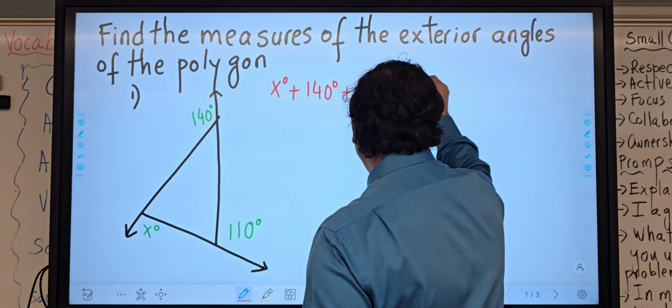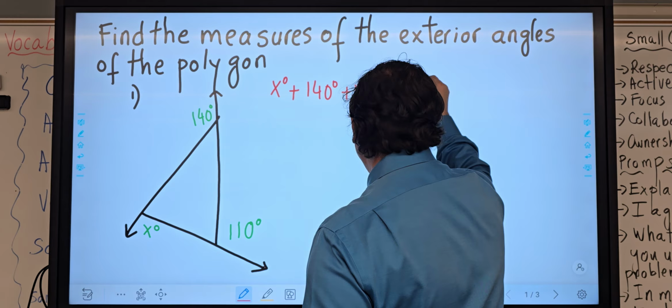Today we are going to find the measure of the exterior angle in a polygon. We are going to find the measure of x. To find it, we set up an equation adding all these three angles: x plus 140 plus 110 equals 360 degrees.